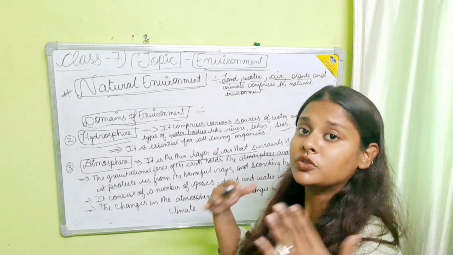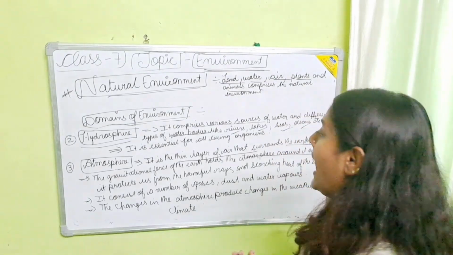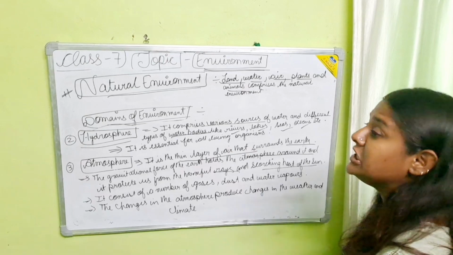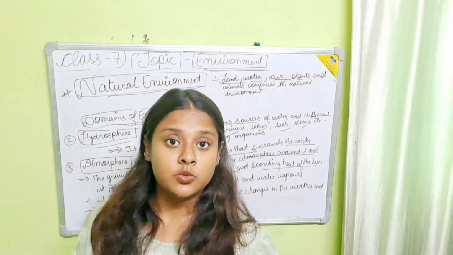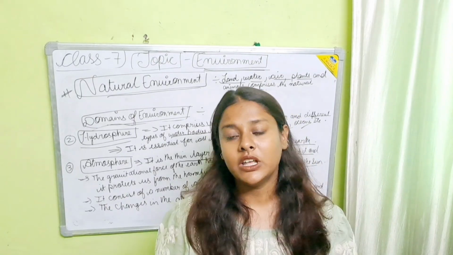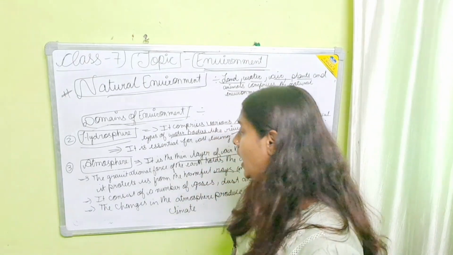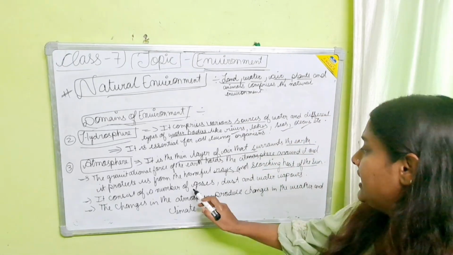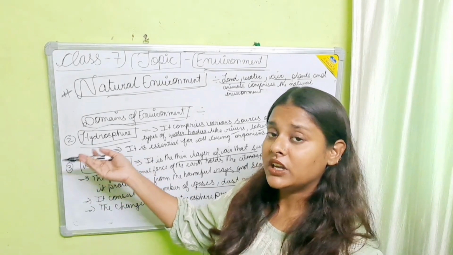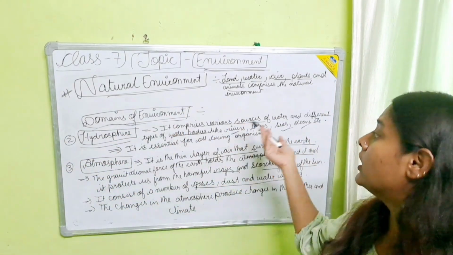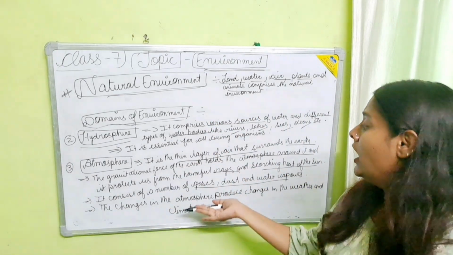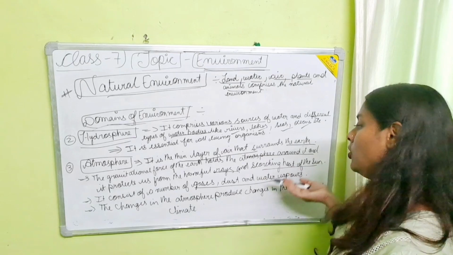Due to the gravitational force, the atmosphere is present around it, and it protects us from the harmful rays and scorching heat of the sun. Due to this atmosphere only, we get protected from the scorching heat of the sun. It consists of a number of gases, dust, and water vapors. When we talk about hydrosphere, it consists of water bodies such as river, lakes, seas, and oceans. And when we talk about atmosphere, it consists of a number of gases, dust, and water vapors.